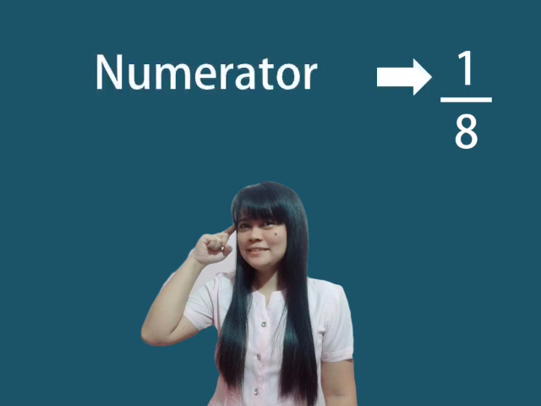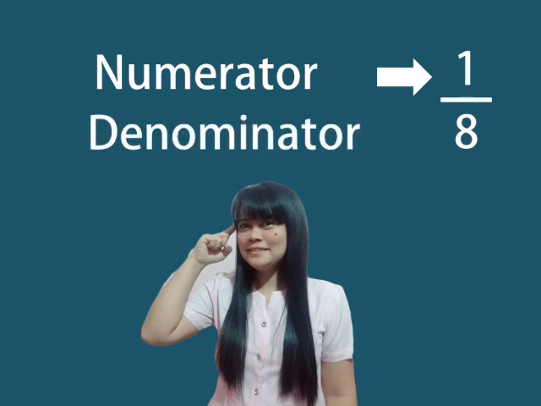Numerator or the upper number. This is the part we took away. And the denominator or the bottom number. These are the total part of a whole.